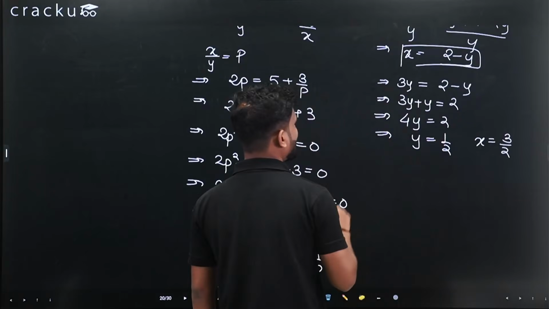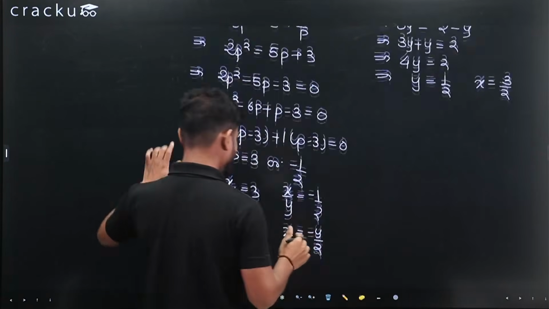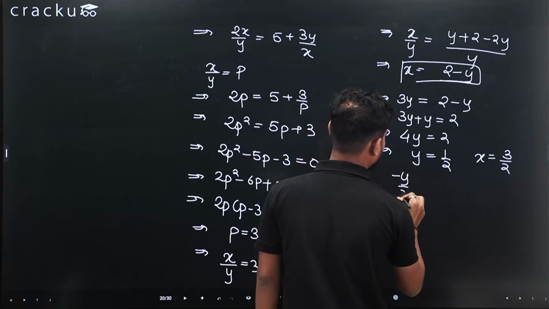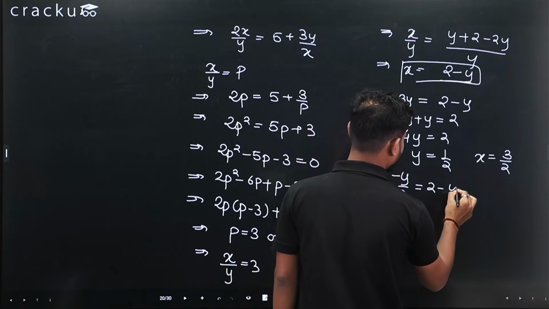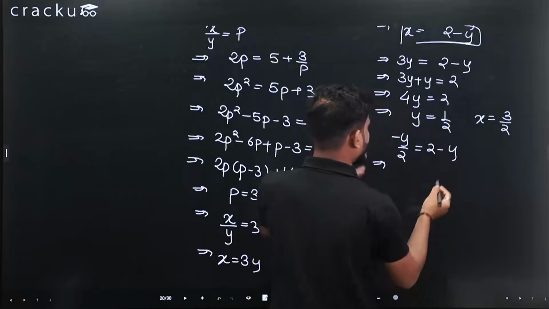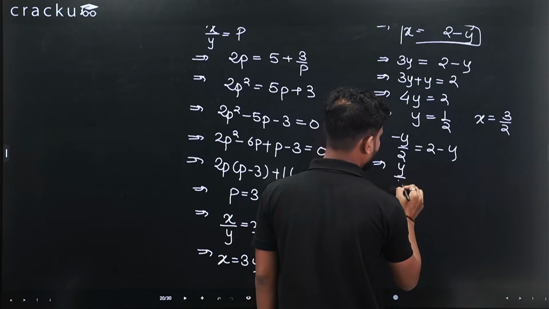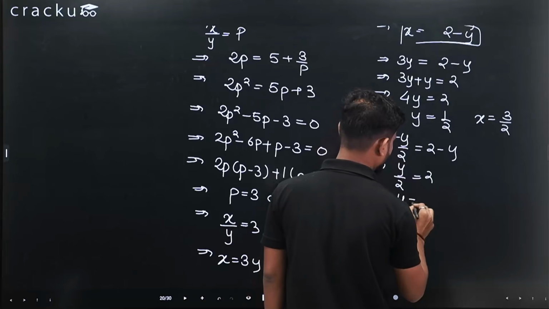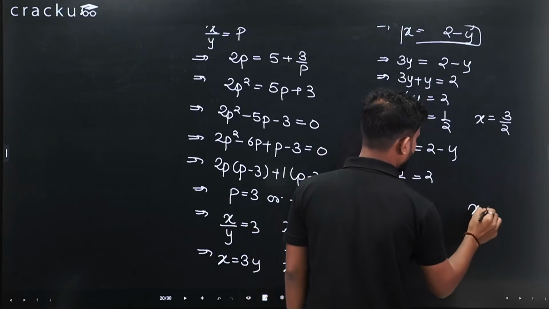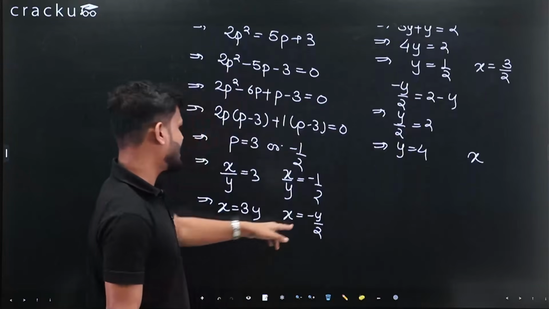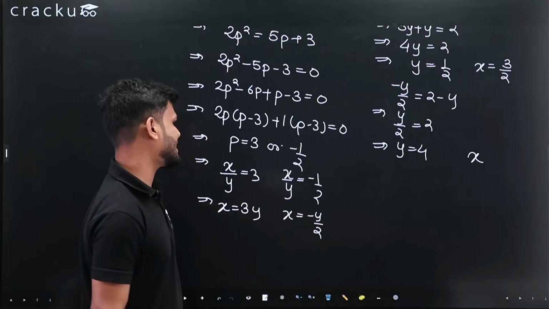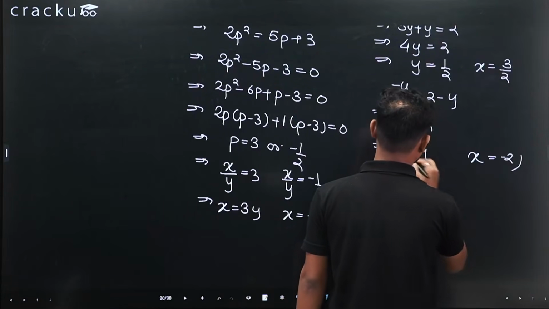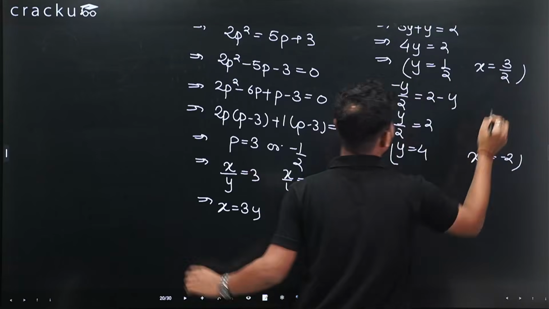Correct? Now, second case, when x is minus y by 2, so put minus y by 2. Minus y by 2 equals to 2 minus y. Or from here what I get? I get y by 2 equal to 2, or y is equal to what? Y is equal to 4. From here what I get? I get x is equal to minus y by 2. Minus y by 2 will be minus 2. Correct?